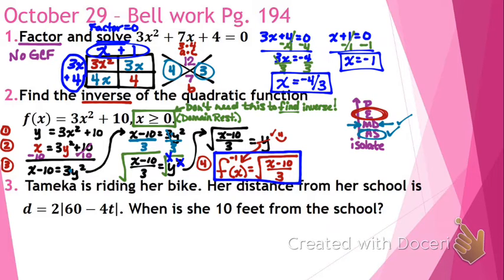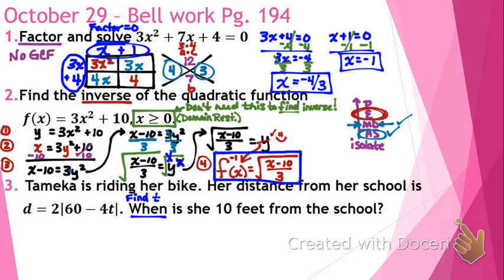What do these two variables mean? What does the letter D mean? Distance and time. They ask a when question here. If somebody asks you a when question, what do they want to know? Time. So we're going to find t. What is that 10?